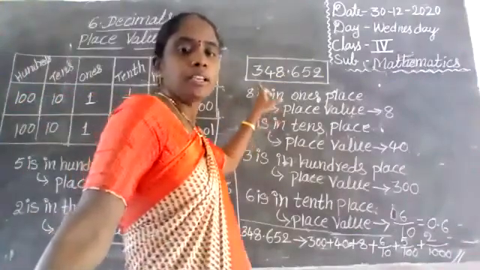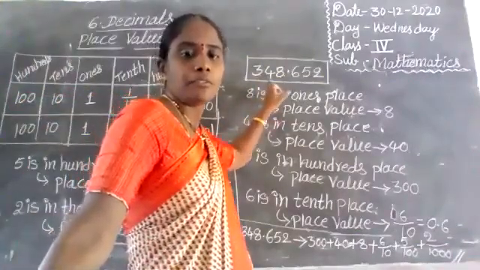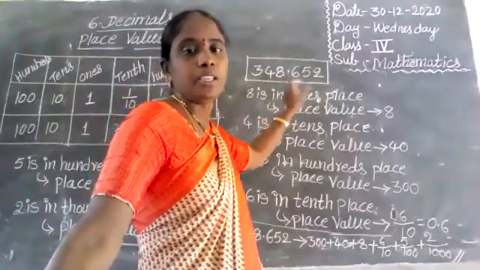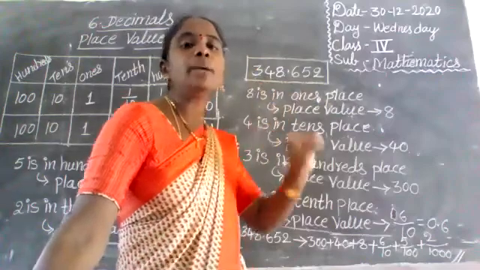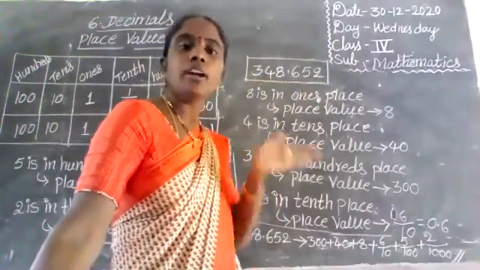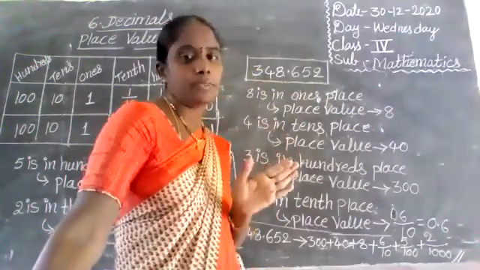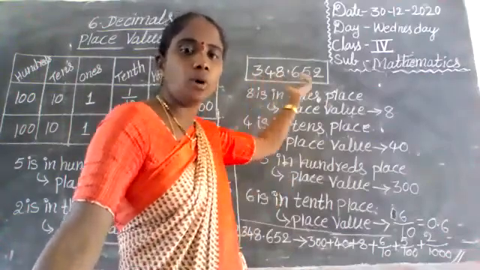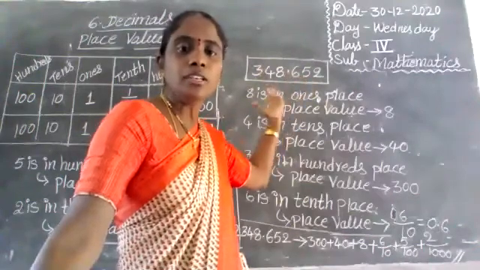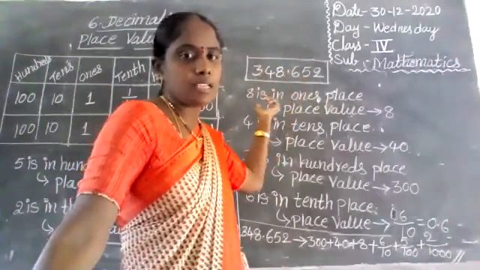Now here is one example number. See this number, 348.652. Here 348 is the whole number, the general number. The point after the number is the decimal part. So here 8 is in the ones place.